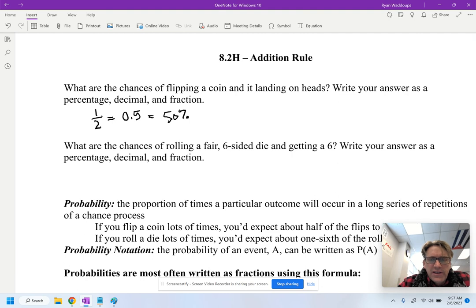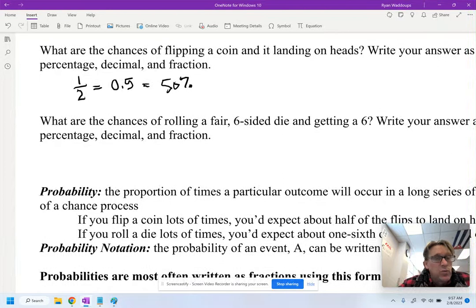What are the chances of rolling a fair six-sided die and getting 6? Write your answer as a percentage, decimal, and fraction. Once again, there's only one 6 on a fair six-sided die, and so that would be one number 6 out of 6 different outcomes. And if we write that as a decimal, that's 0.166666666 repeating. So we'll say that's approximately equal to 0.17, and that would be approximately equal to 17%.